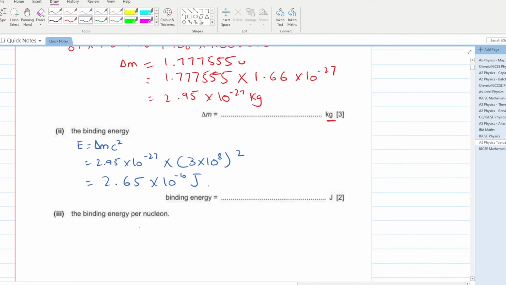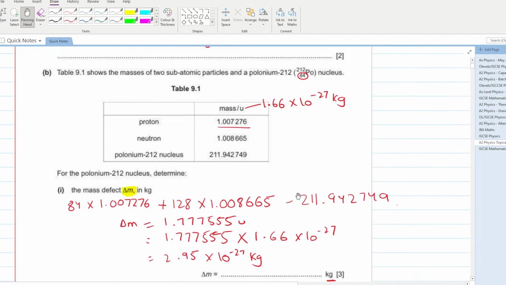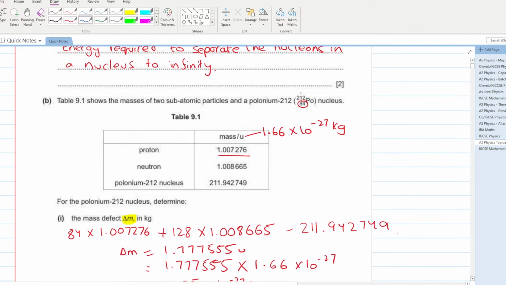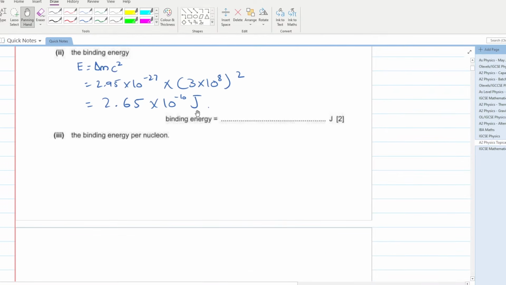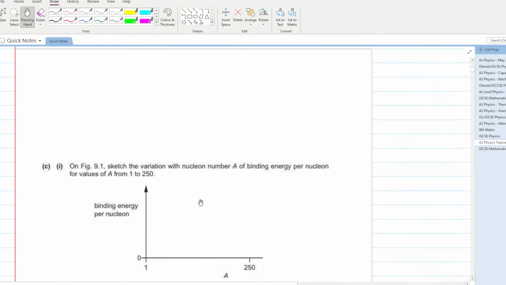Simple as that. Now you have to calculate binding energy per nucleon. So that's also pretty easy. How many nucleons do we have? 212. What is the binding energy? 2.65 into 10 raised to the power of minus 10. So 2.65 into 10 raised to the power of minus 10 divided by 212 will give you your binding energy per nucleon. This becomes 1.25 into 10 raised to the power of minus 12 joules. Simple as that. Let's further move ahead.